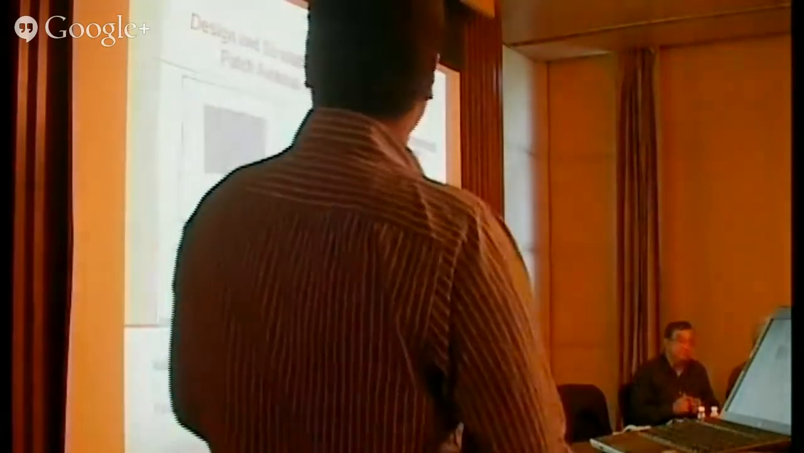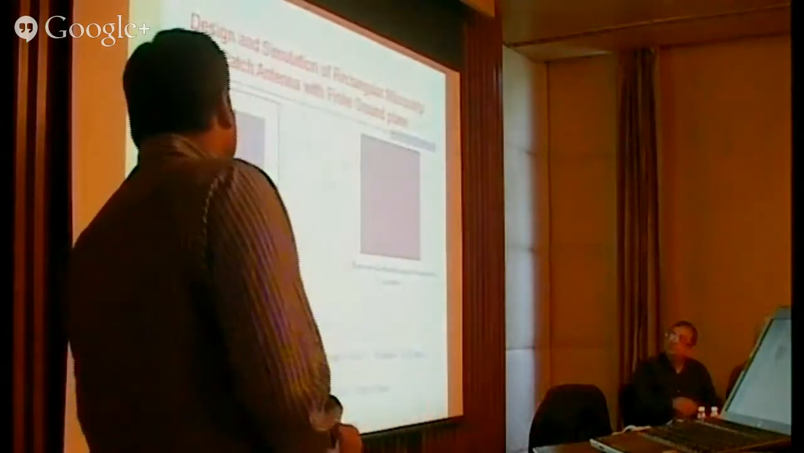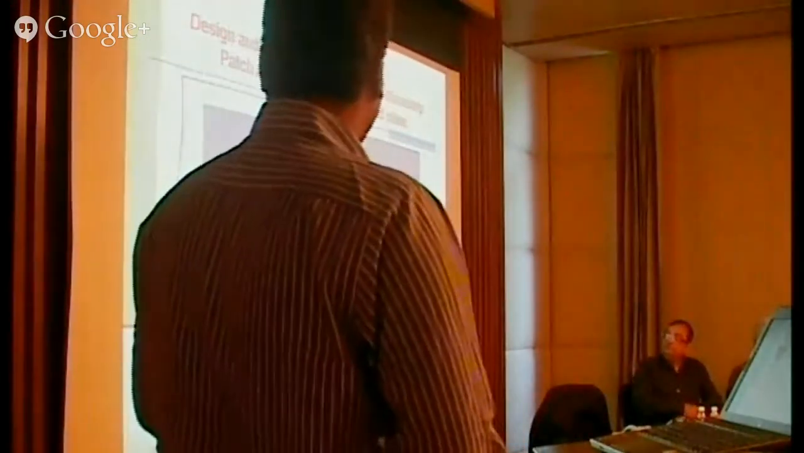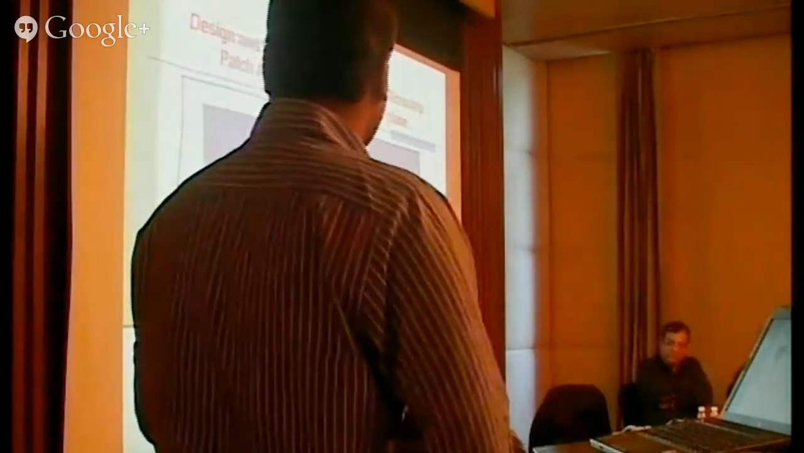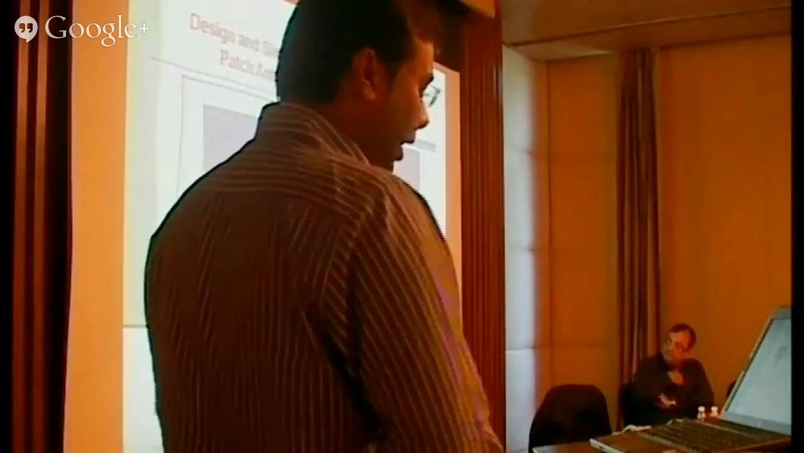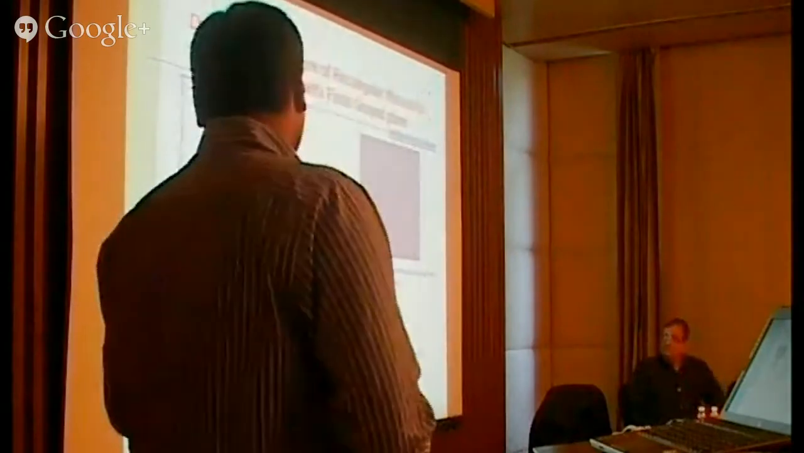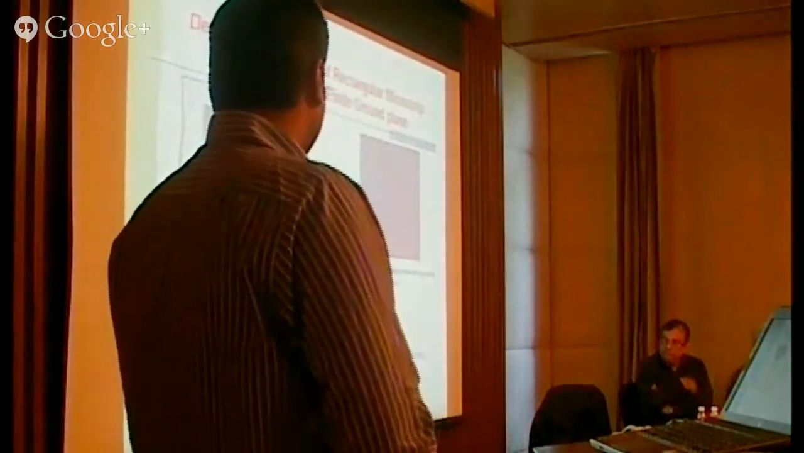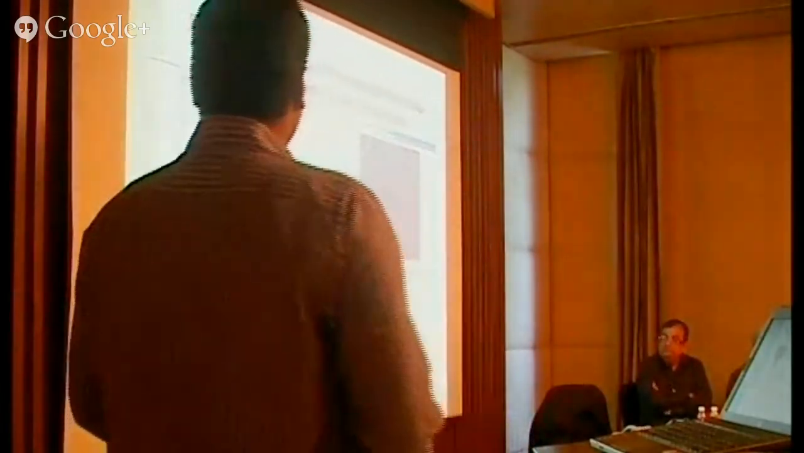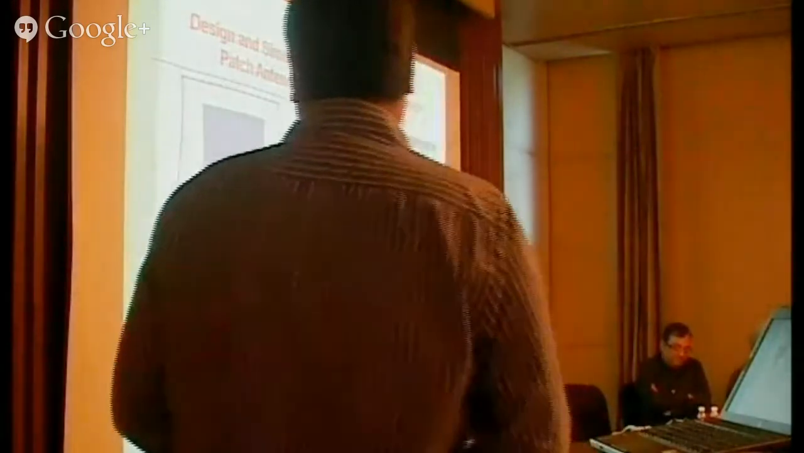First, design and simulation of the rectangular microstrip patch antenna with finite ground plane. Designed using FR4 glass substrate, relative permittivity 4.4, loss tangent 0.025, and height 1.59 mm. The size of the patch is compact, 23 by 26 mm, and the feed line is 7 mm by 3 mm. The design optimization was carried out using CST software.